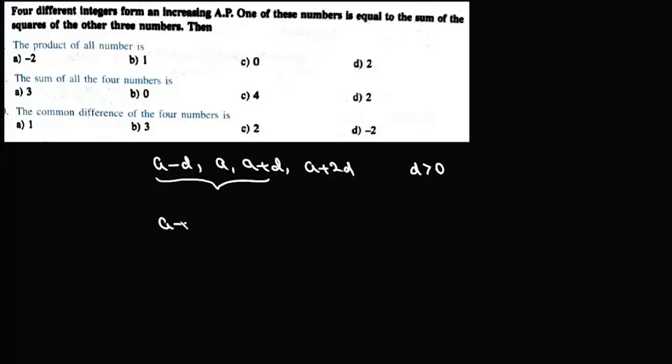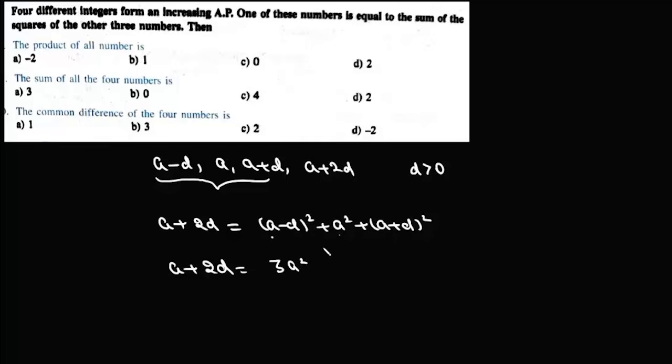So we are given that a plus 2d is equal to (a minus d) square plus a square plus (a plus d) whole square. Now this is a plus 2d, and this is a square plus a square plus a square. There will be 3a square, and then plus 2d square, minus 2ad plus 2ad will cancel. So we can write this as 2d square minus 2d plus 3a square minus a equals 0.